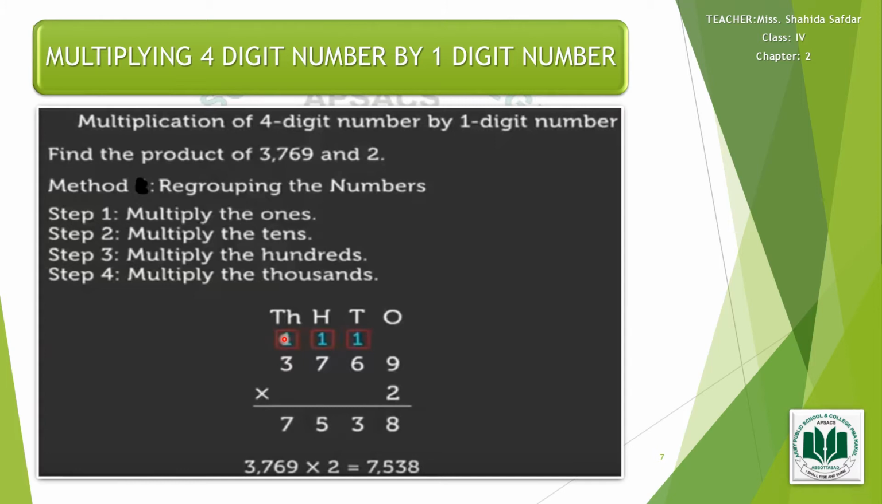In step 4, we will multiply the 1000, that is 3000 into 2. When we multiply these two numbers, the answer comes 6000. Now we will add carried, that is 1 in the 6000 which becomes 7000. So our product, when we multiply 3769 and 2, comes 7538.